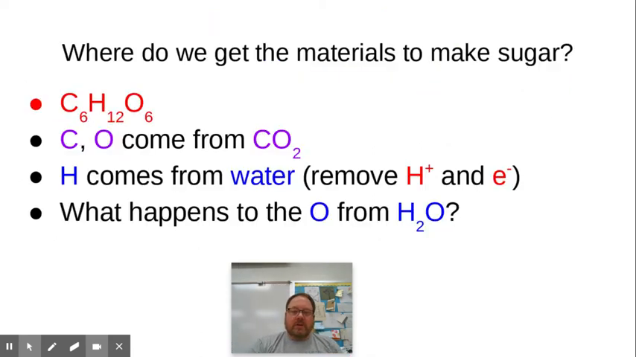Okay, so now let's talk atoms. So ultimately, the goal of photosynthesis is to make sugar. The generic formula for carbs is CH2O. The carb that we pay particular attention to is glucose. That's the one you see in red there. C6H12O6. So we know that this is the product. This is what we come up with.